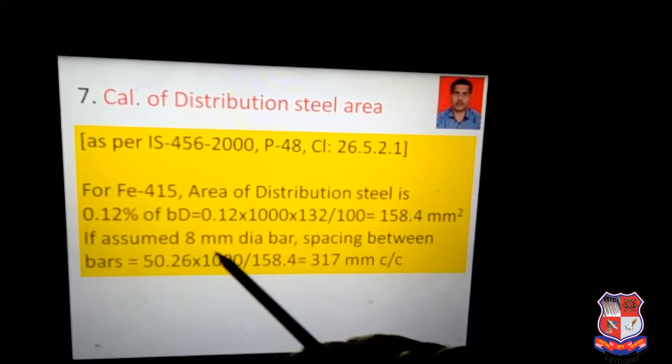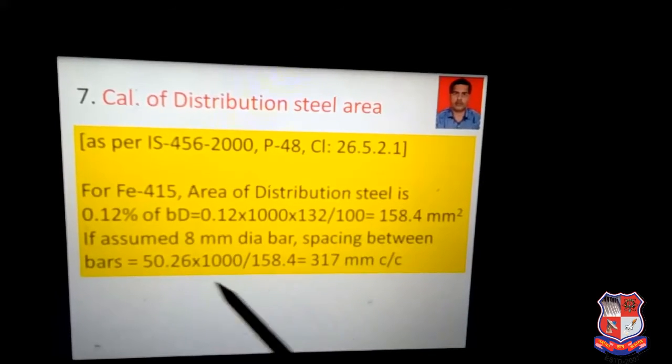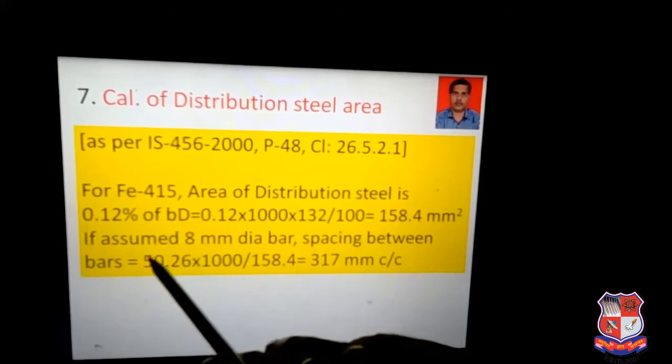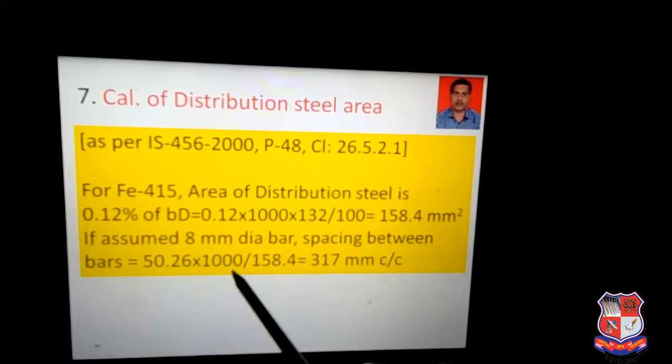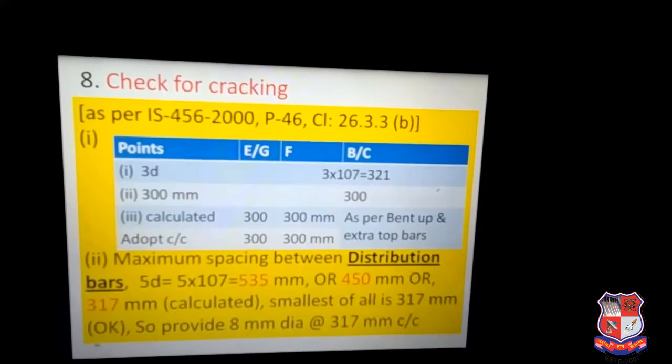So if assumed 8 mm diameter bars, spacing between bars is 50.26, that is one bar area, multiplied by 1000 by 158.4, this comes 317 millimeters center to center. So for distribution bar we would provide 8 mm diameter bar at the spacing of 317 millimeters center to center. So this is our distribution steel area and its spacing.